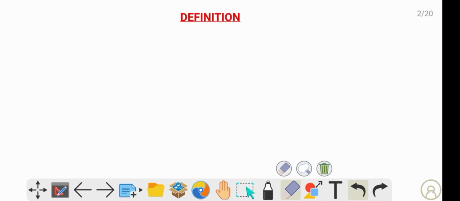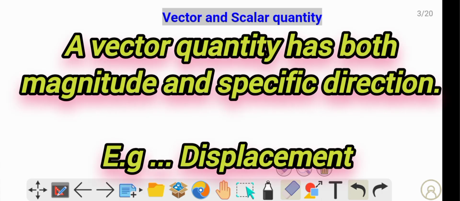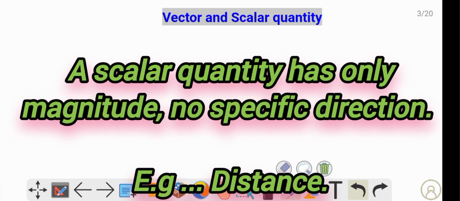The difference between the two: one has magnitude and direction, that is displacement, while distance only has magnitude. It doesn't have direction. That makes one of them a vector and the other one a scalar. A vector quantity is a quantity that has both magnitude and direction. So displacement is a vector quantity. A scalar quantity, on the other hand, is a quantity that only has magnitude and not direction. So in this case, distance is a scalar quantity.